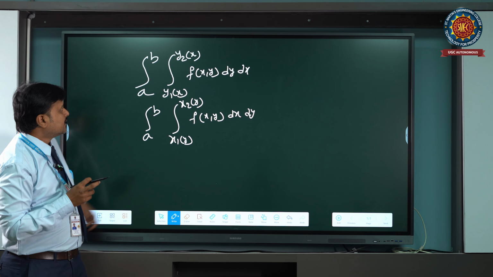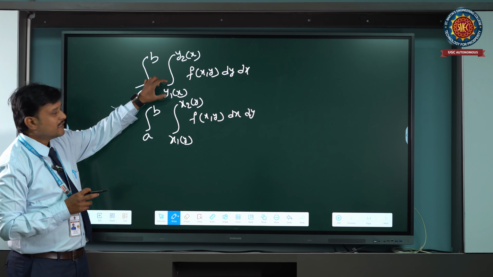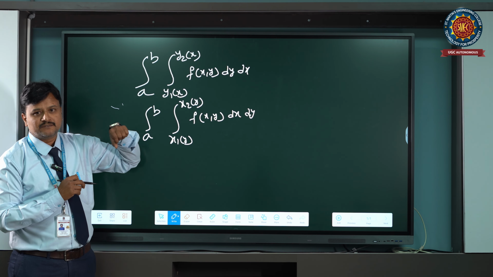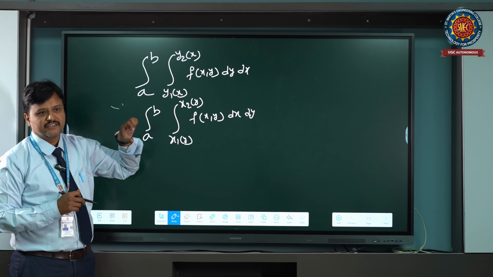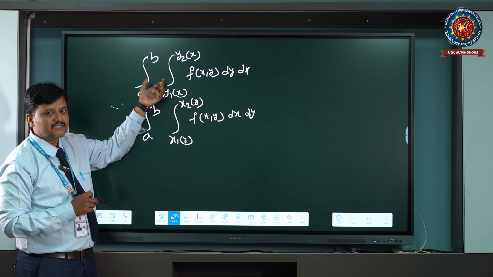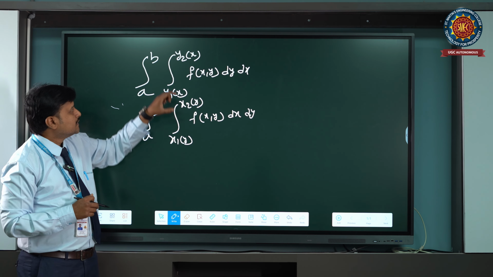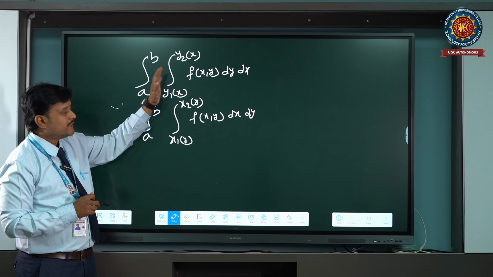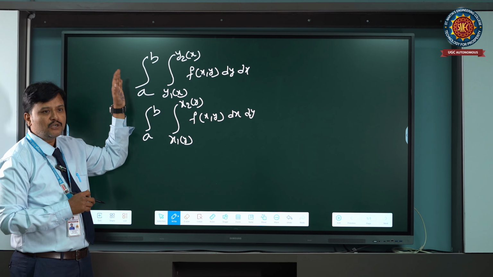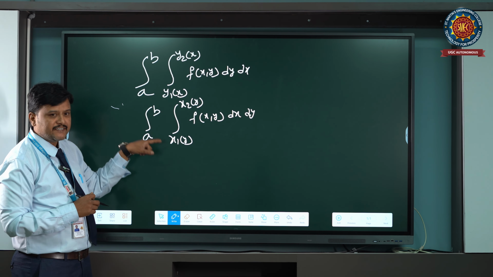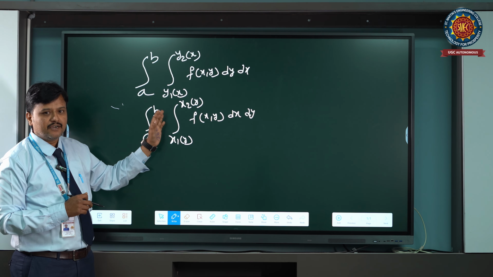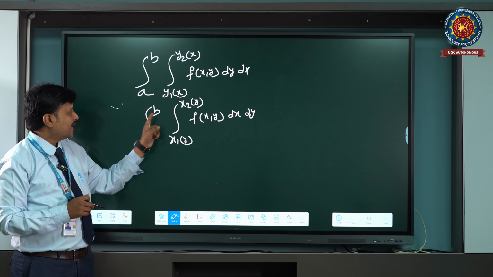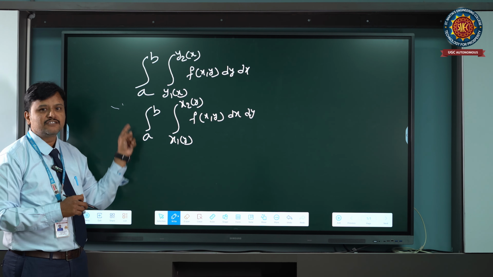If you see the first iterated integral, what are the interior limits? The interior limits are functions of x, so we take them as y limits. So the interior limits belong to y, and the exterior limits belong to x. If you take the second iterated integral, the interior limits are functions of y, so we take them as x limits, and the exterior limits belong to y.